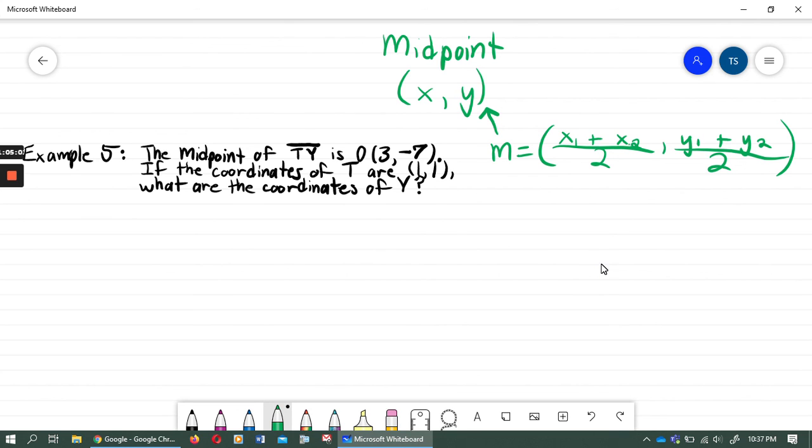Okay. All right. So guys, here we got example 5. This one is slightly different. They're telling us that the midpoint of segment TY is (0, 0), and that point O, (0, 0), is (3, -7).